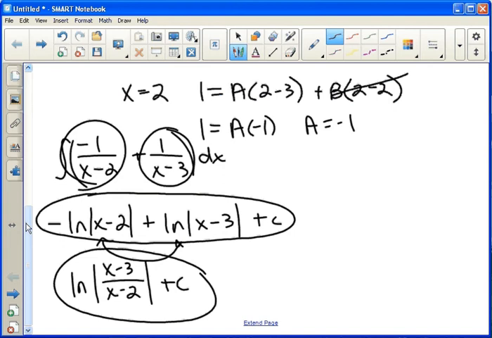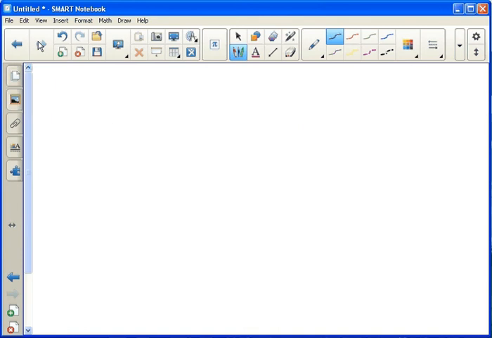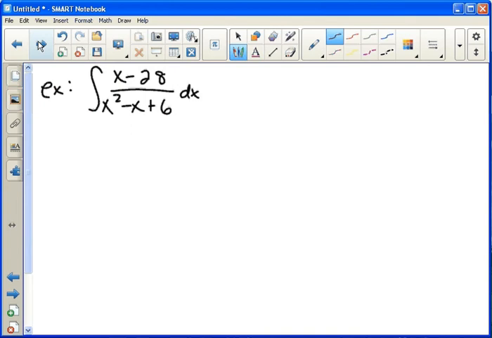Okay, let's do another example. Let's try the integral of x minus 28 over x squared minus x plus 6. And we choose u equals x squared minus x plus 6, and then du would be equal to 2x. Oh, wait a minute. It's clearly not going to work to do u substitution.